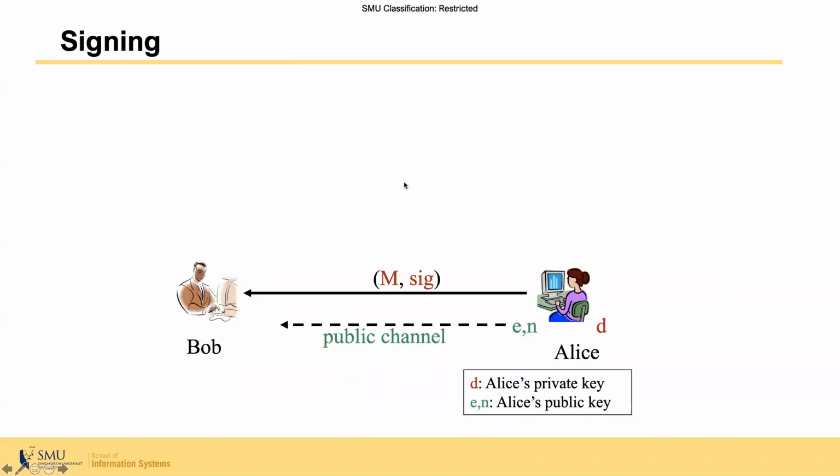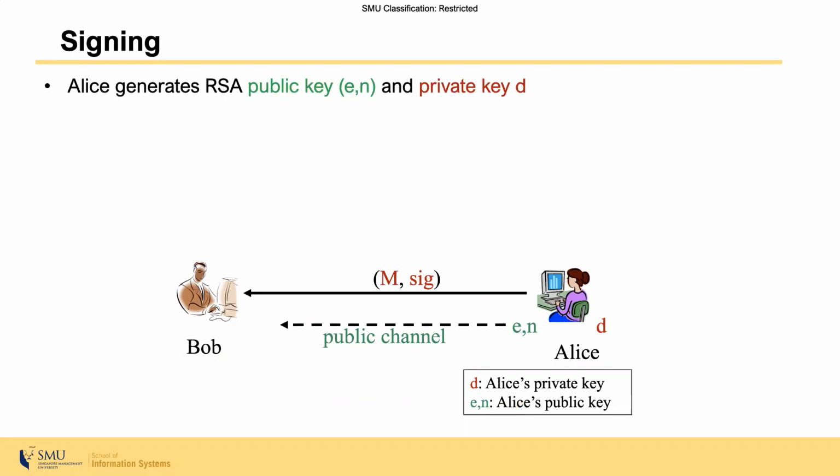Now, let us discuss the steps that are involved in the digital signing and verification process. Let us start with signing. First of all, we are using our running example again. Alice is a sender who wants to send a message, and Bob is a receiver who will receive the message. First of all, Alice has to generate an RSA public key and private key pair.